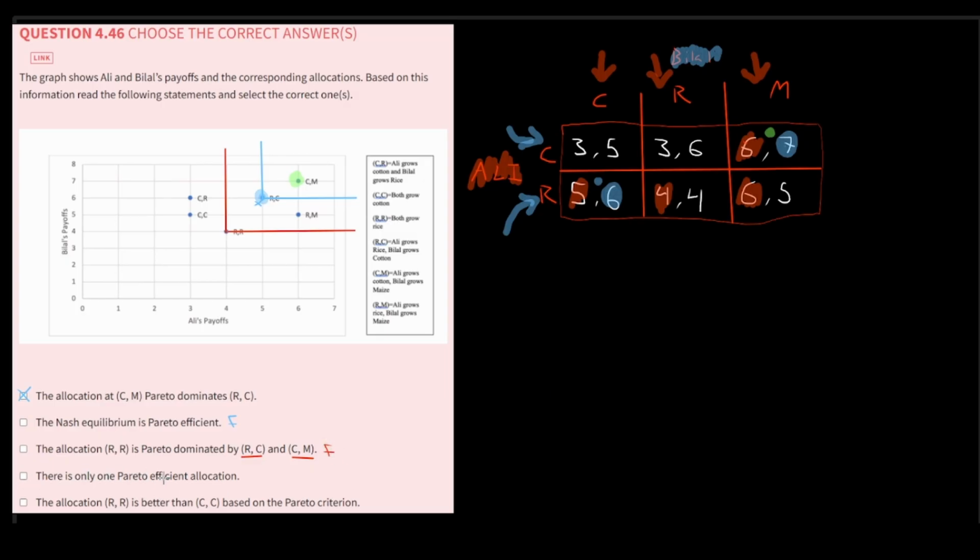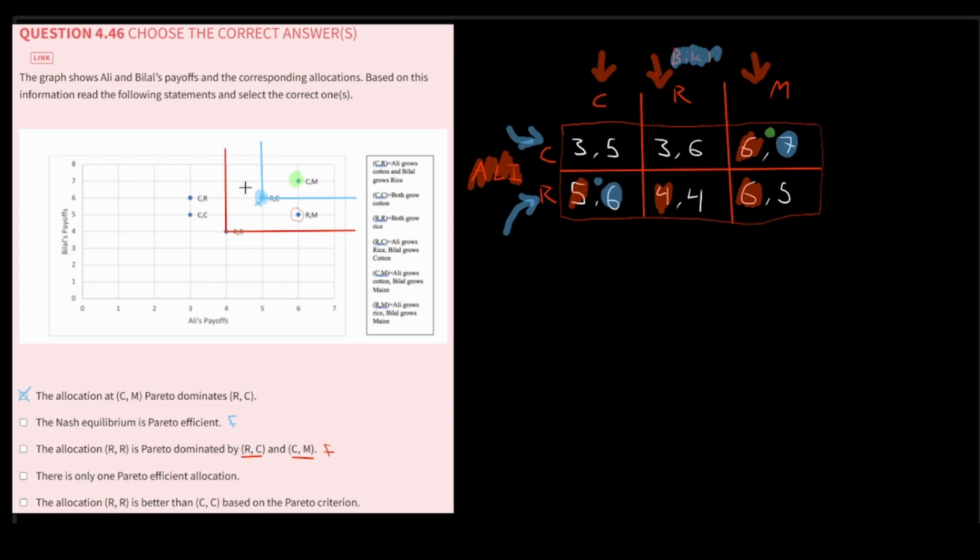Fourth one, there is only one Pareto efficient allocation. And to be clear, the reason why this is false is because it's not entirely true. There's another one here, RM, which is also Pareto dominating RR. Okay, let's go back to 4. There is only one Pareto efficient allocation. So again, a Pareto efficient allocation is one that has nothing Pareto dominating it. What do we have? Well, we've already ruled out RC as being Pareto efficient. We've ruled out RR as being Pareto efficient. RM, I could rule out RM as well.